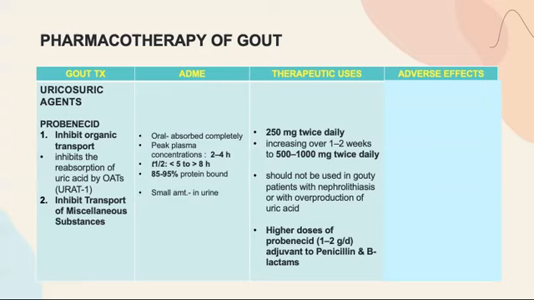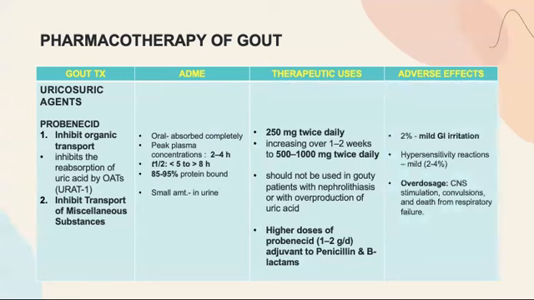Probenecid increases urinary urate levels. Liberal fluid intake, therefore, should be maintained throughout therapy to minimize the risk of renal stones. Probenecid should not be used in gouty patients with nephrolithiasis or with overproduction of uric acid. Higher doses of probenecid, around 1 to 2 grams per day, are used as an adjuvant to prolong the dwell time of penicillin and other beta-lactam antibiotics in the body.